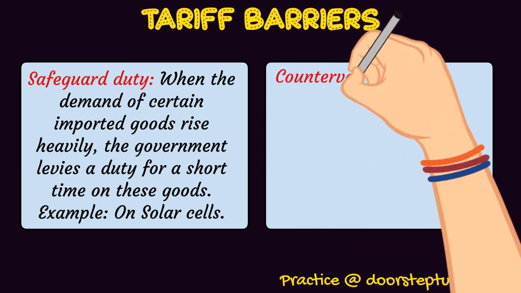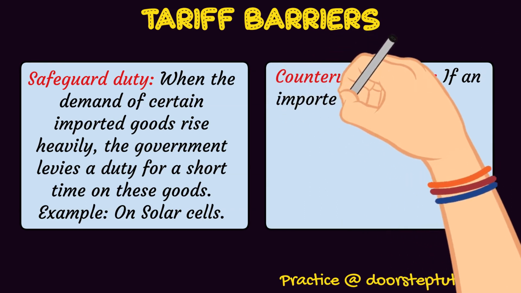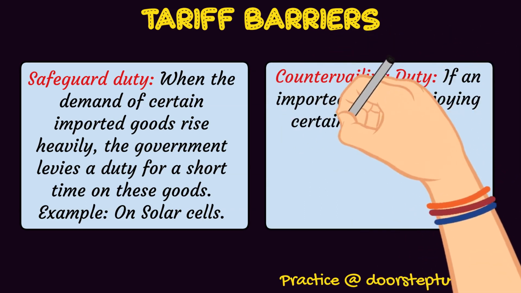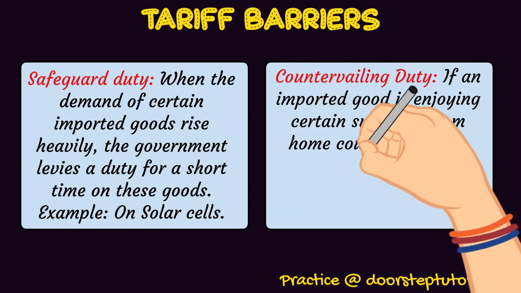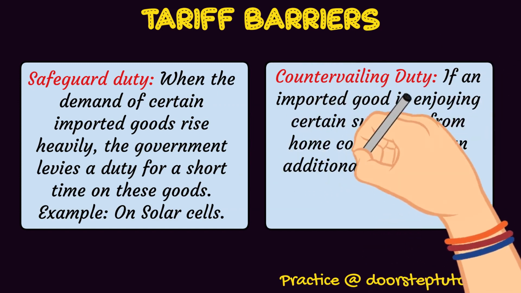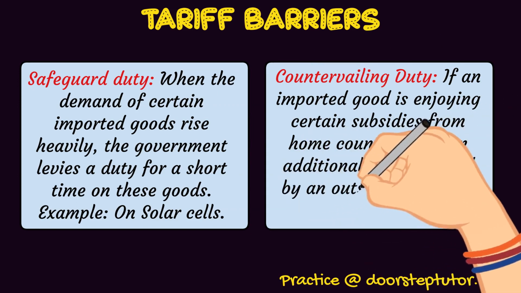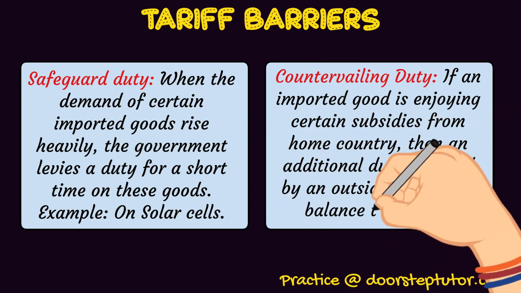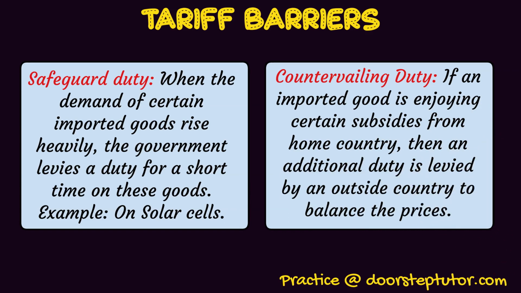Now the other one is countervailing duty. Countervailing duty basically relates to imported goods when they enjoy certain subsidies from their home country, either on the export or the production part also, right? Given for export or during their production, then the importing country imposes an additional duty, which is called countervailing duty. This is basically done to balance the prices, right?